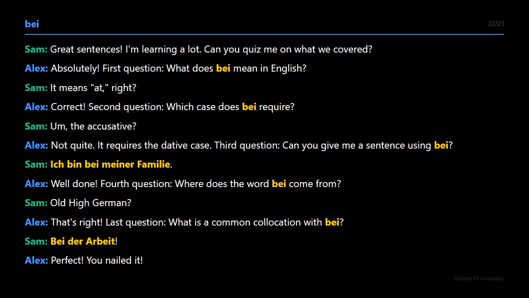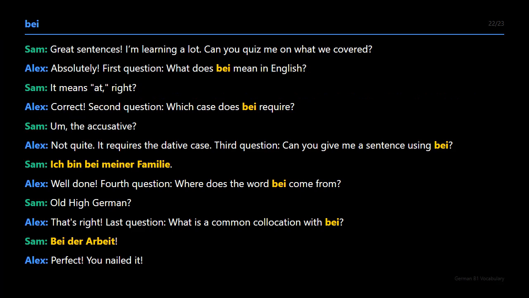Can you quiz me on what we covered? Absolutely. First question, what does Bei mean in English? It means at, right. Correct. Second question, which case does Bei require? The accusative. Not quite. It requires the dative case. Third question, can you give me a sentence using Bei?